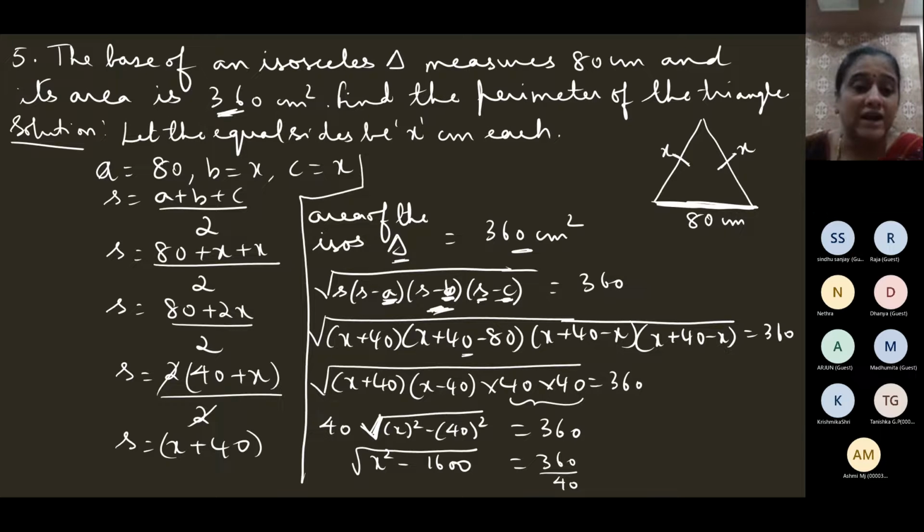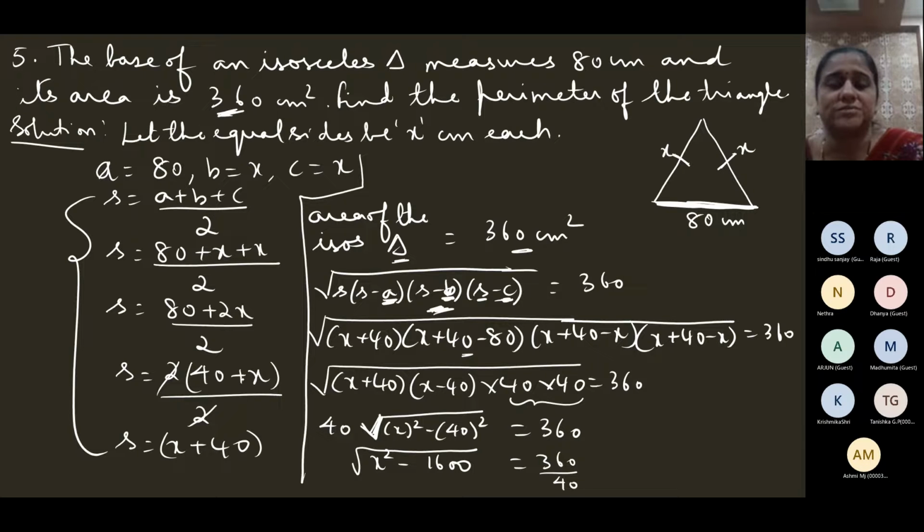What is s? That we have to find. And how do we find s? 80 plus x by 2. Then we get 80 plus 2x by 2. 2 is common in the numerator. Take it out, then we get 40 plus x. 2 and 2 cancel. So x plus 40. So find the semi-perimeter, then substitute in the formula.